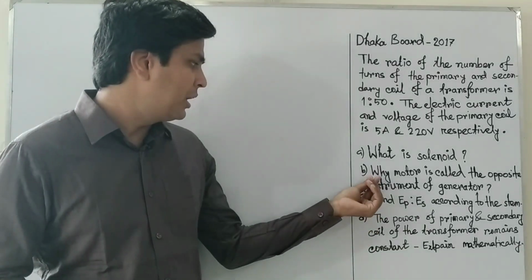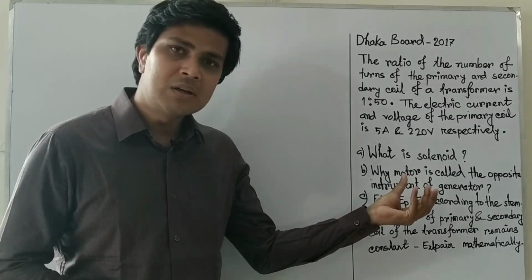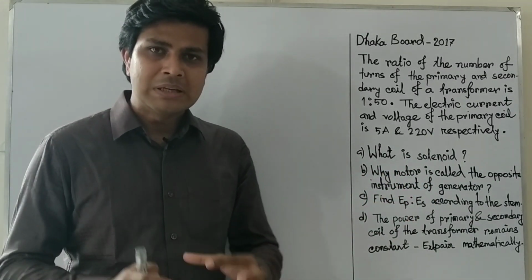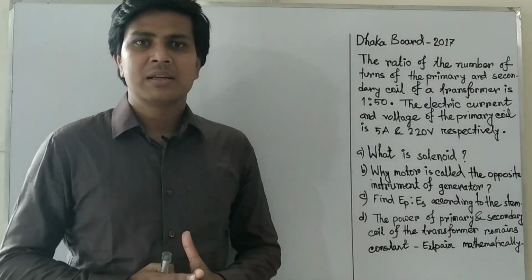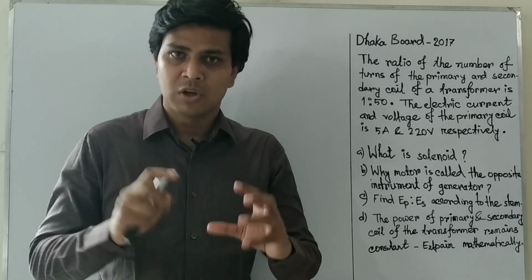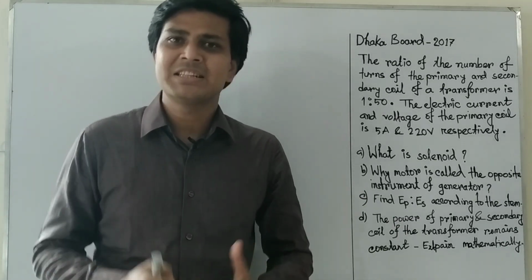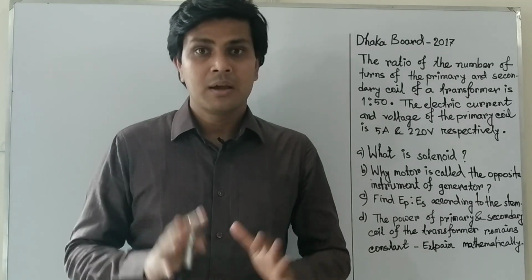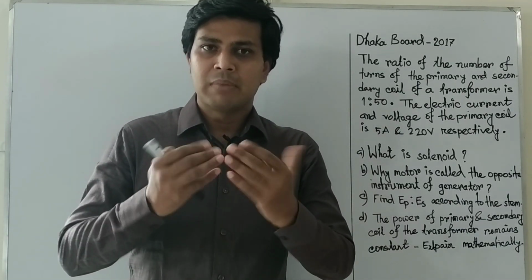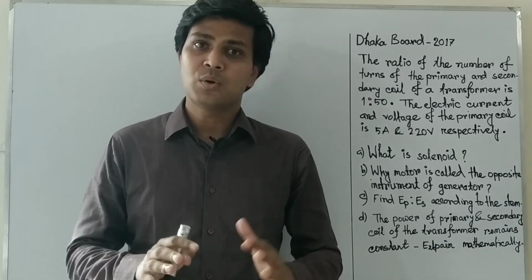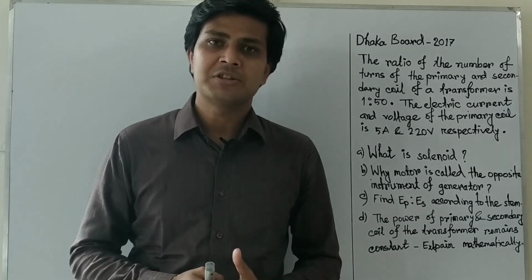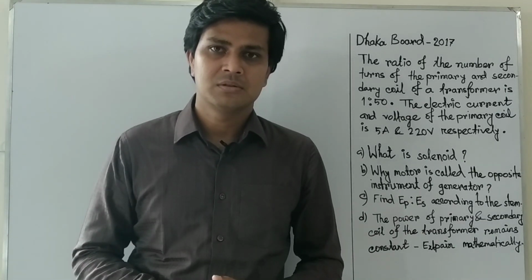Now question number B, why is a motor called the opposite instrument of a generator? A motor looks like an electric generator, but the function of motor and generator is opposite, because a motor converts electrical energy to mechanical energy, but an electric generator converts mechanical energy to electrical energy. That is why we can say motor is the opposite instrument of an electric generator.